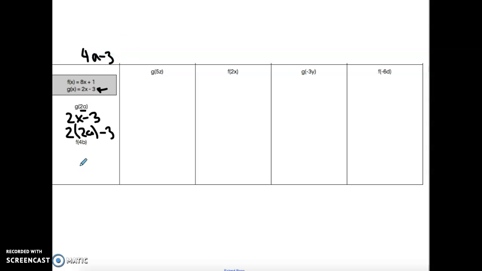These are kind of nice because multiplying is obviously no distributing and a little bit easier to do. F of 4b, so I've got 8x plus 1 is my f function, and I'm going to replace x with 4b. So I've got 8 times 4b plus 1. And we should have 32b plus 1. Perfect. I'm going to have you pause and try these 4, and I'll see you here in a second.